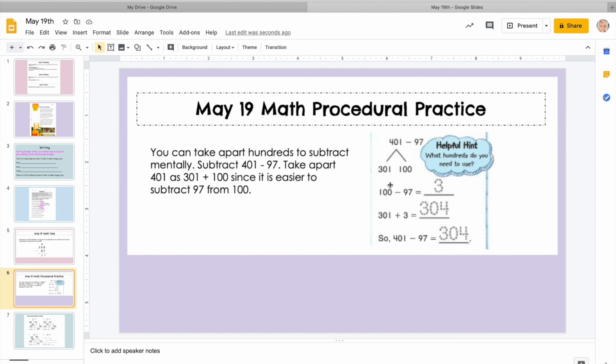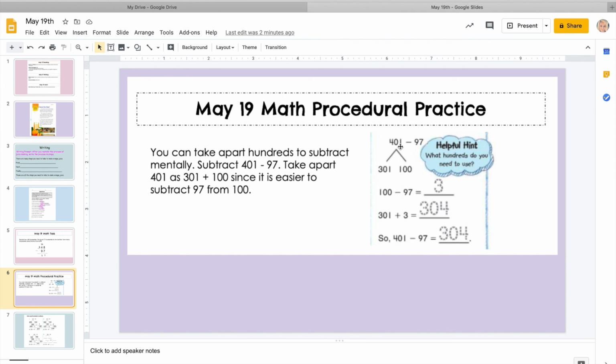Well, now we're moving on to the next step. They're going to take the 100 and subtract that 97. Remember, if you count backwards, 100, 99, 98, 97, that gives us 3. We moved back on the number line 3 times. Now we're going to add that 3 to what's left of 401 after we decomposed it, which was the 301. So 301 plus 3 is 304. And that was an easier way of subtracting: 401 minus 97 is 304.